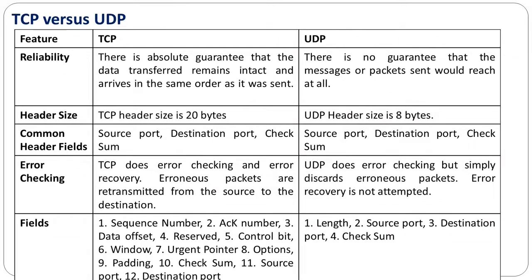Then error checking. In TCP, error checking takes place and error recovery is also there. If an error is found in a packet, it is discarded and retransmission takes place. In UDP, error checking takes place, but if an error is found, the packet is simply discarded and not retransmitted again. So it is less reliable, that is why. And there are more fields used in TCP compared to UDP.